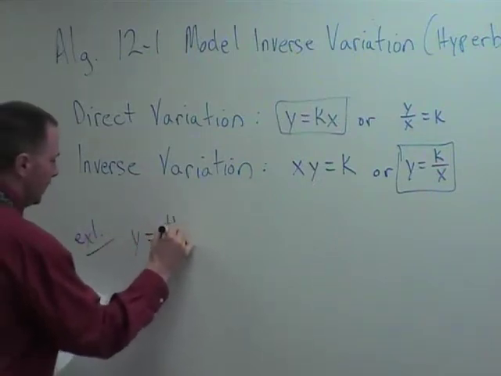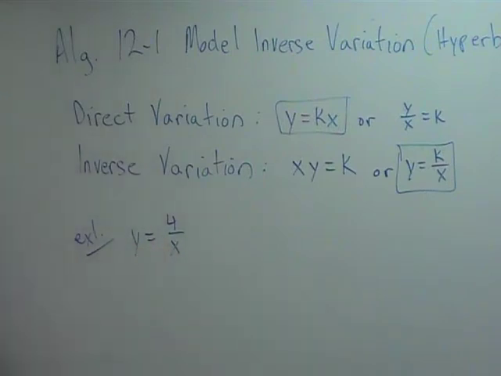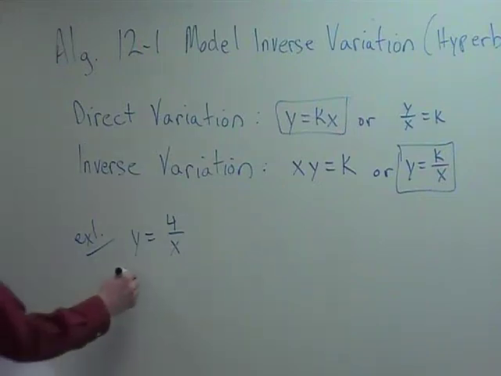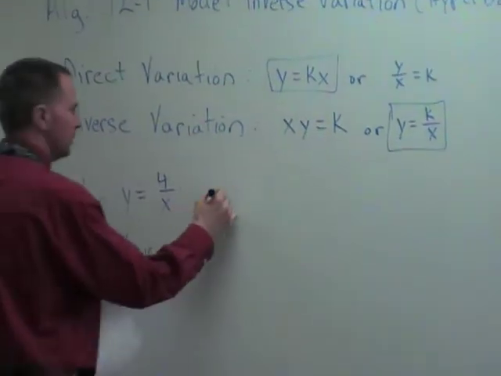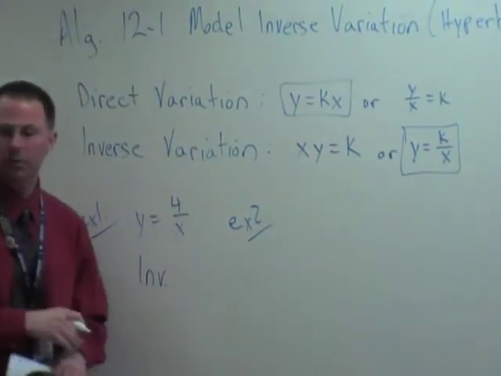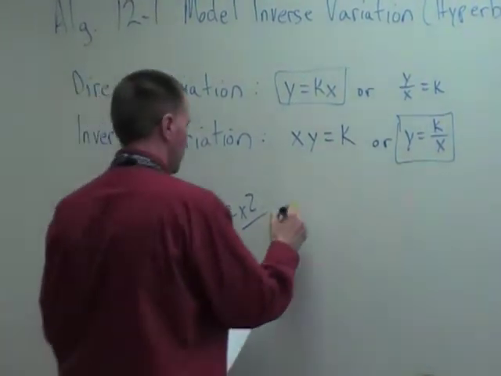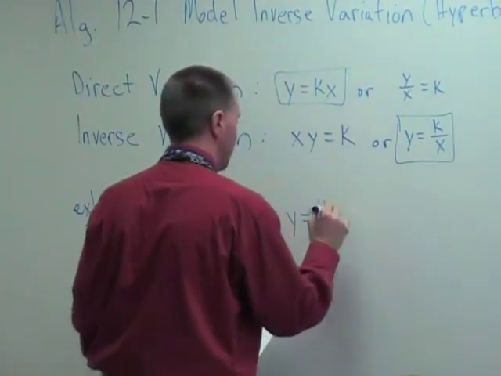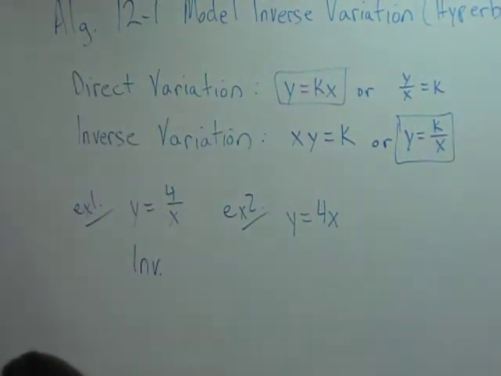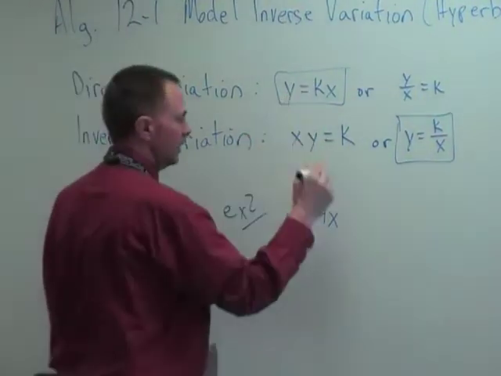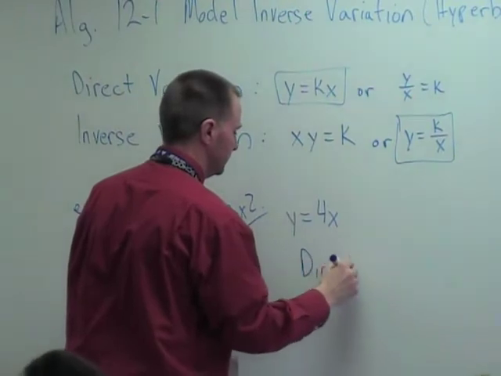Y equals 4 over x. Is that an example of direct variation or inverse variation, or neither? Inverse. Okay. Example 2. You doing all right? Yes. All right. Y equals 4x. Josh? Direct. Matches that right there. Direct variation.